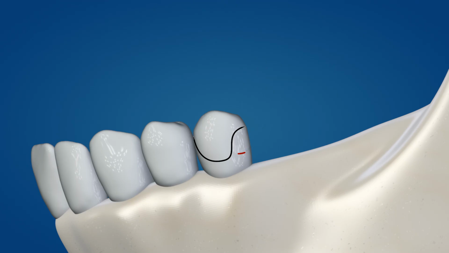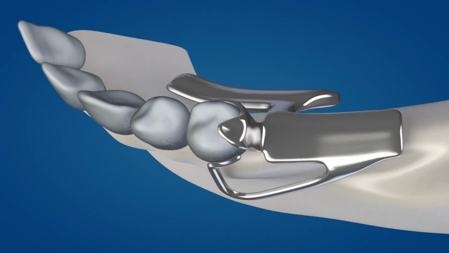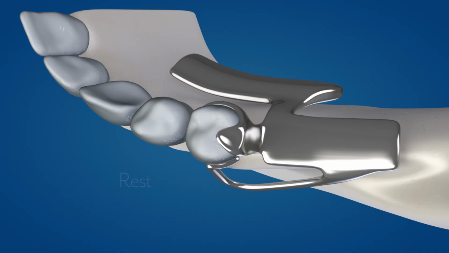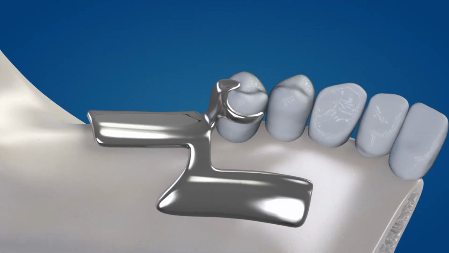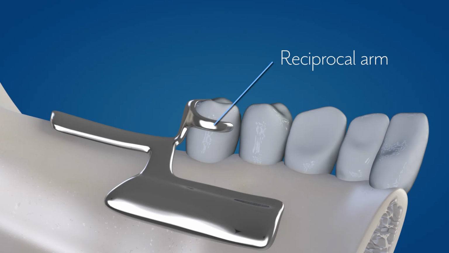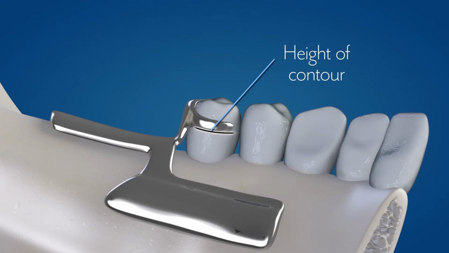When viewed from the facial, the clasp assembly appears as shown here, with a half T clasp projecting distally to engage the measured undercut. When viewed from the occlusal and lingual, the assembly employs a distal rest and a reciprocal element, which projects from distal to mesial at or above the established height of contour.